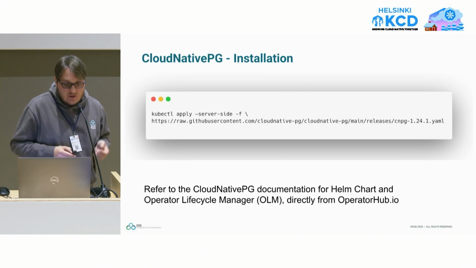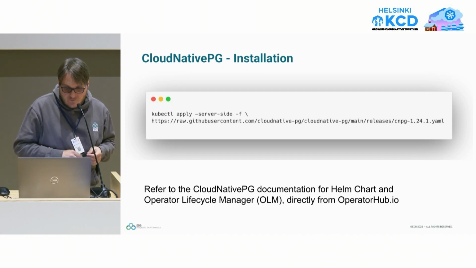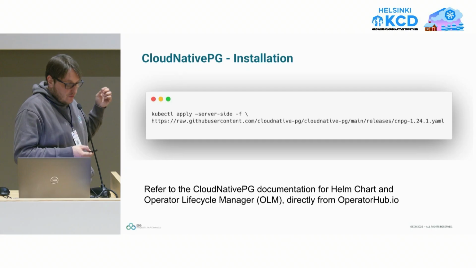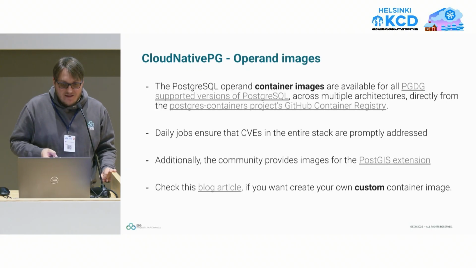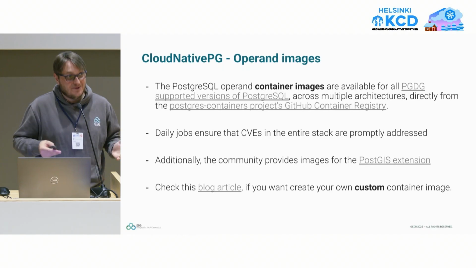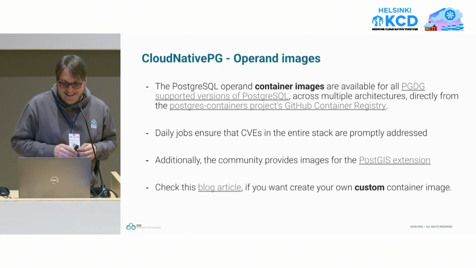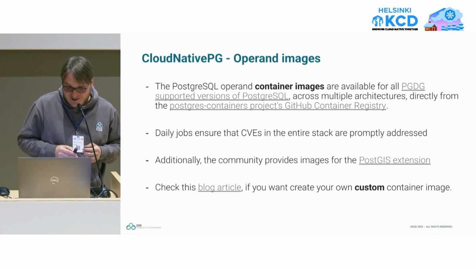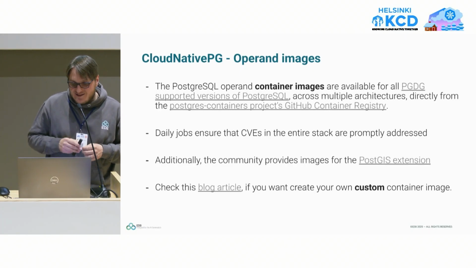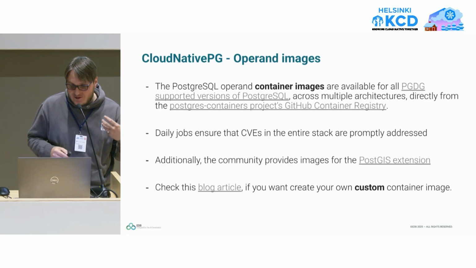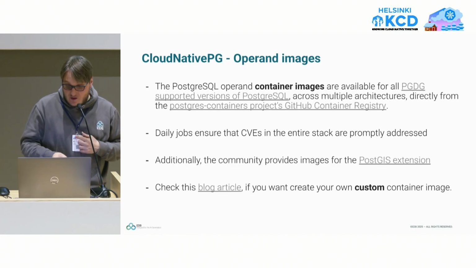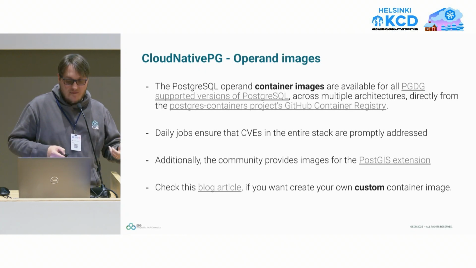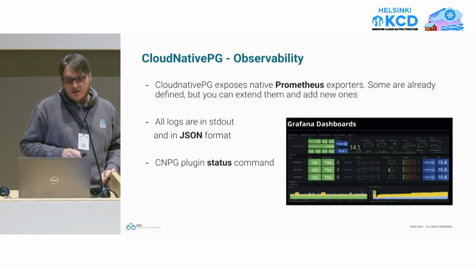How can you install CloudNativePG? You can install from the manifest or from the Helm chart, or if you are on OpenShift, with the OLM. There is no operator without operands, so operands are very, very important. We build directly from the PGDG supported versions, so that CVEs are addressed, and we also maintain a Postgres extension for our images. There is a nice blog article from one of the maintainers about how you can build your own custom container image.